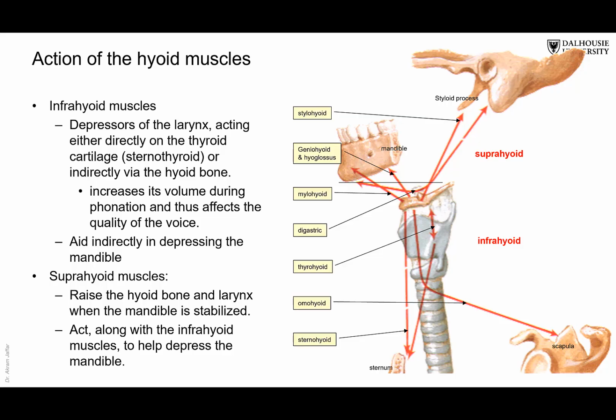I have just mentioned the action of the suprahyoid and infrahyoid muscles. They raise the larynx, and they can also depress the mandible. So they are also depressors of the mandible. We are going to talk about depression of the mandible and the temporomandibular joint, active and passive depression, when we deal with the temporomandibular joint, but for the moment, they also help in depression of the mandible.